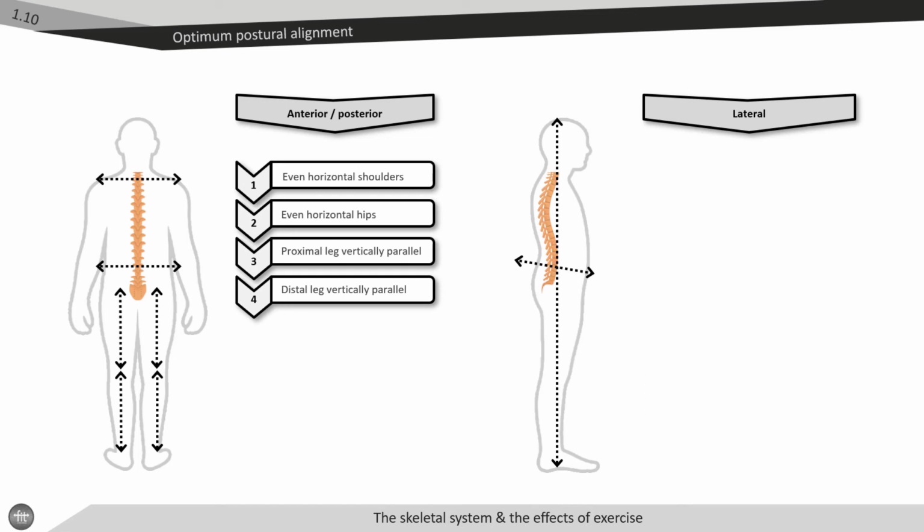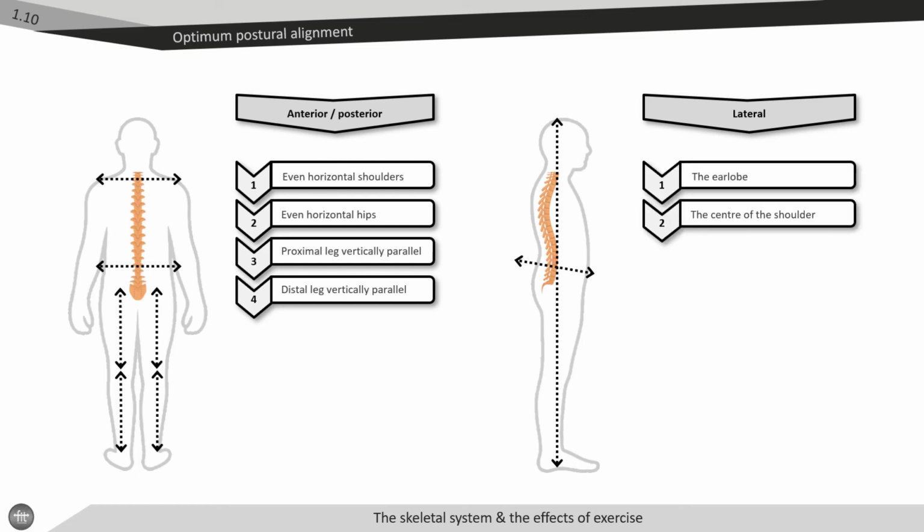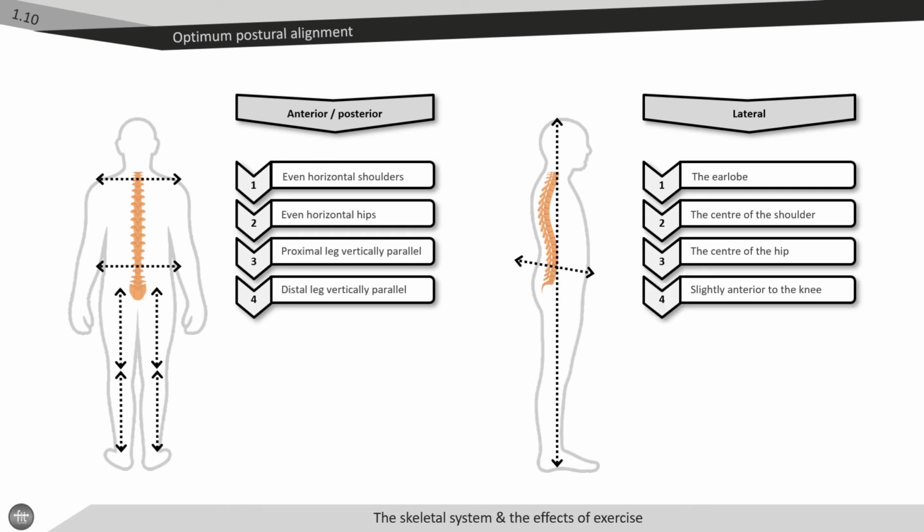When assessing from the lateral viewpoint, you are looking for anterior-posterior deviations by imagining a line going through the middle of the following landmarks: the earlobe, the centre of the shoulder, the centre of the hips, slightly anterior to the knee, and slightly anterior to the ankle.